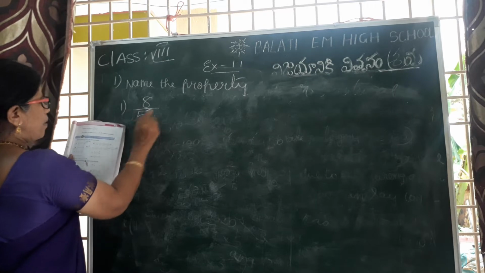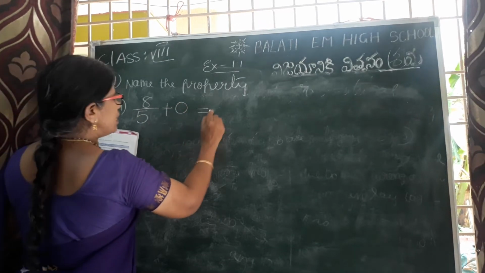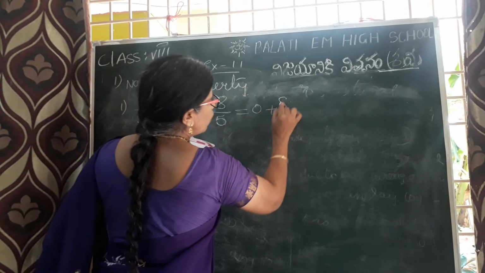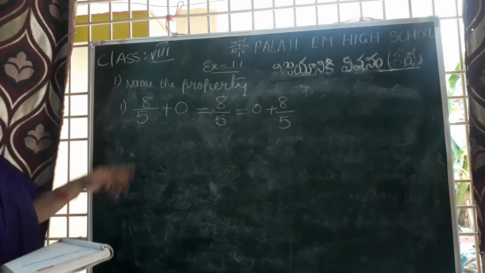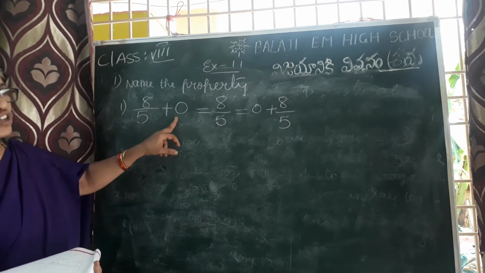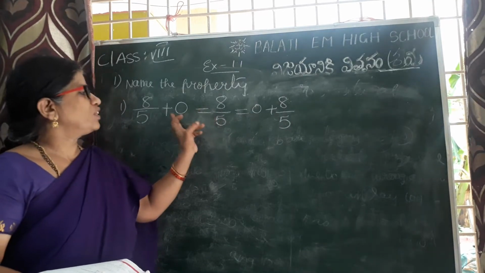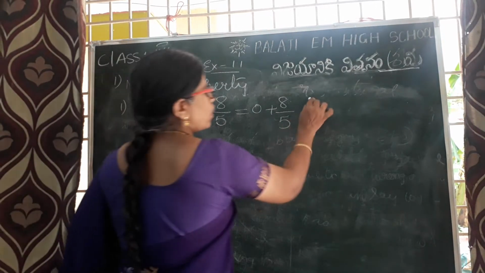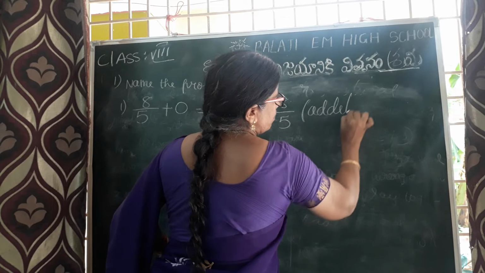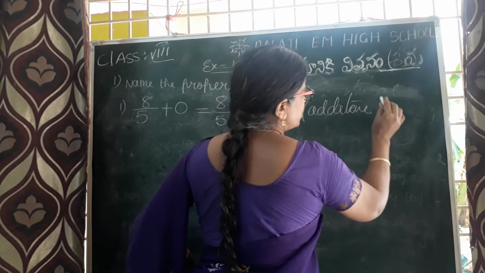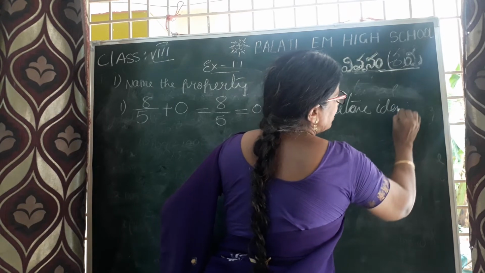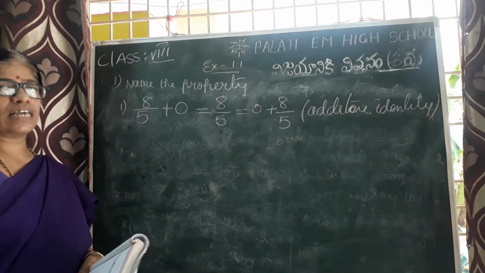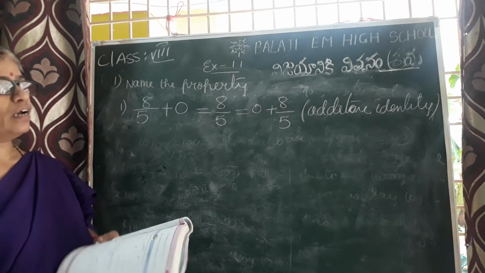First one, 8 by 5 plus 0 is equal to 8 by 5 is equal to 0 plus 8 by 5. Here 8 by 5 plus 0 means you are adding 0 to 8 by 5 and it gives you the answer as 8 by 5, which in turn is equal to 0 plus 8 by 5. This is called additive identity, because we are adding 0 to one of the rational numbers. 0 is the additive identity in the set of rational numbers that was discussed in your earlier class.